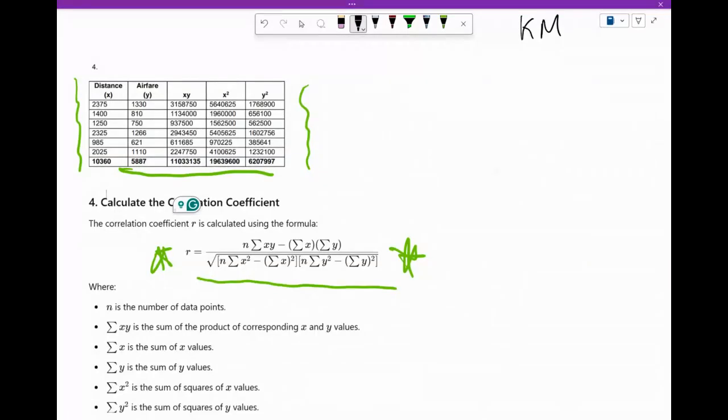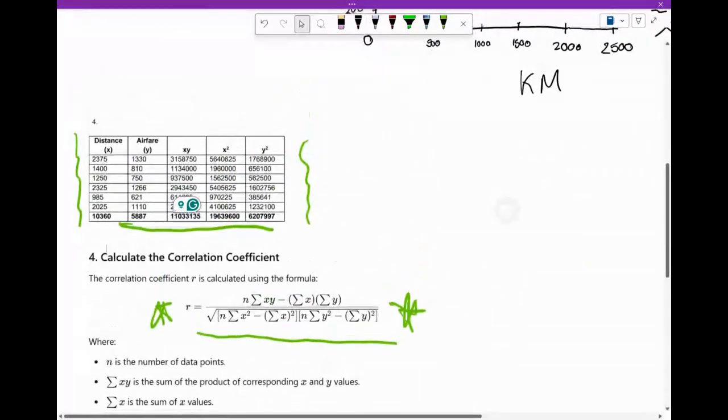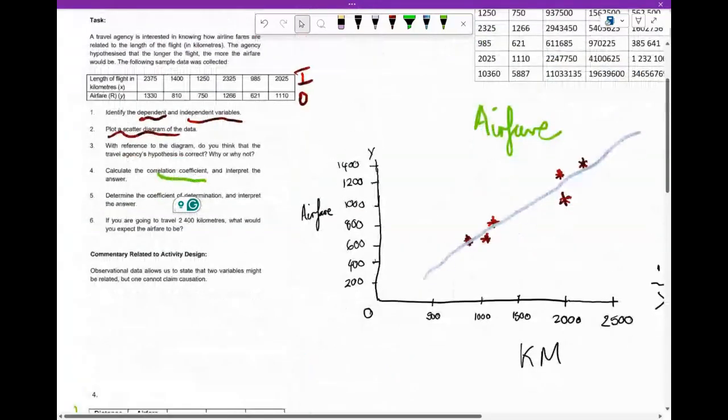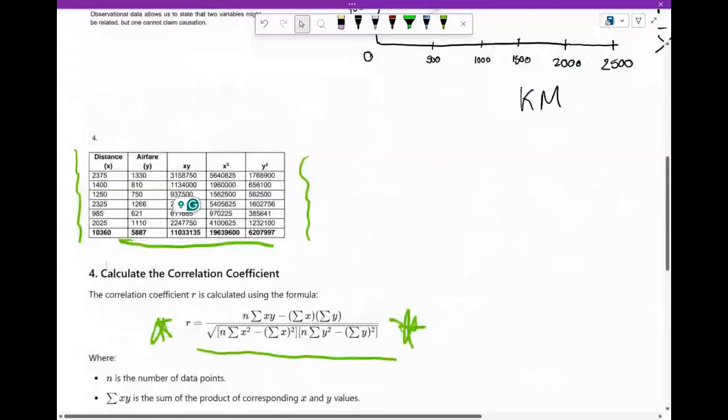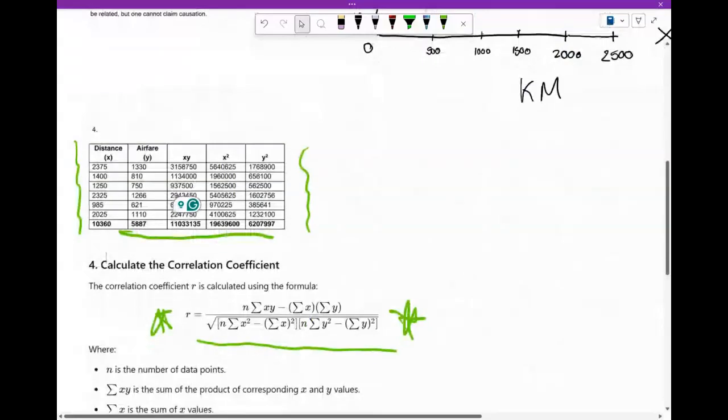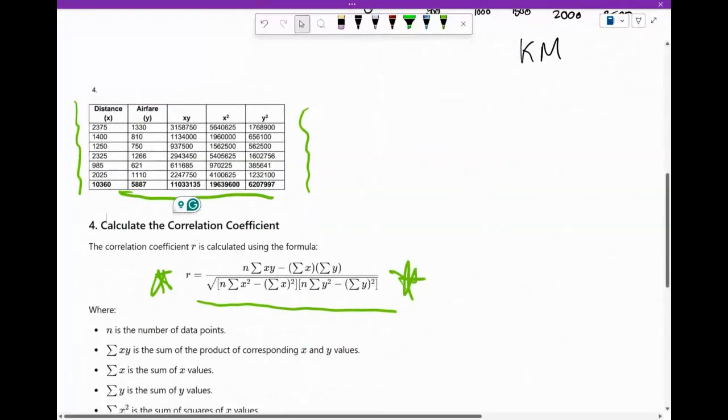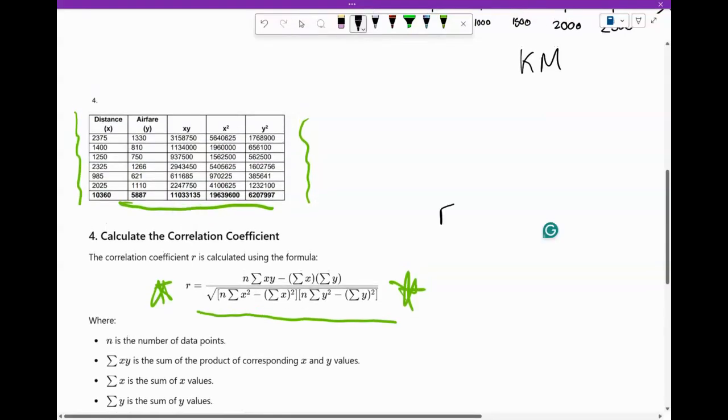If we look, the only one that we don't have there is n, and we know n is the number of data points, which is 6. So now writing out our formula there, we are saying 6, and then the sum of x and y, which we know is 1,103,315.